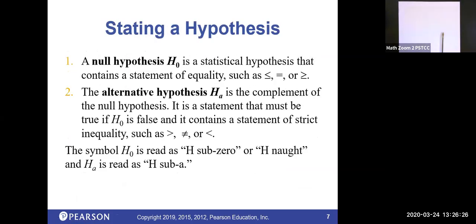The null hypothesis, and this is important, must always contain equality. So it'll have the symbols less than or equal to, or greater than or equal to. The alternative hypothesis does not contain equality and is the complement to the null hypothesis. So it'll use symbols like greater than, not equal to, or less than. We read this symbol as H sub 0 or H naught for the null hypothesis and H sub A for the alternative hypothesis.